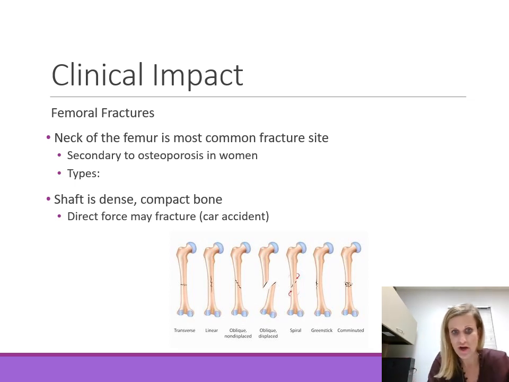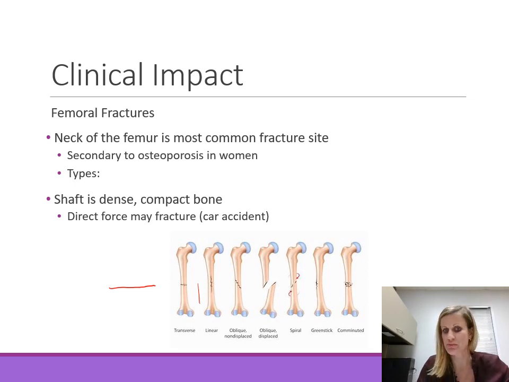A transverse fracture obviously is just going across in a transverse plane. A linear fracture is going in a vertical plane. Oblique can be non-displaced or displaced. Oblique is obviously just an abnormal angle, so it's not horizontal or vertical, it's a diagonal angle. In non-displaced, you see the bones are still in the appropriate position. In displaced, the bones have been moved. They're no longer lined up appropriately.